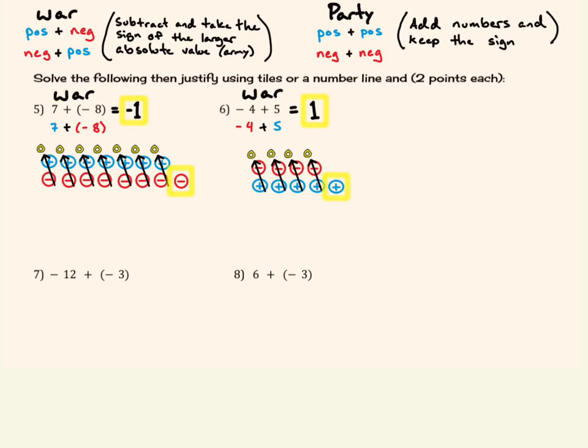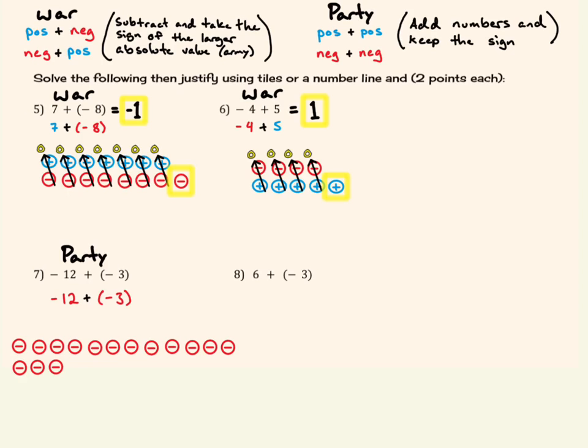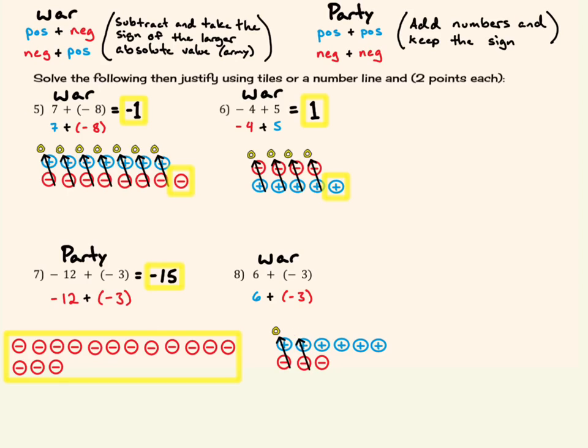For number 7, it's a negative and a negative, so that's a party. And so I can just draw out 12 negatives, add to it 3 more negatives, and you just add the numbers and keep the sign. So it's -15. For number 8, I have a positive and a negative. This is a war. I have 6 positive signs, 3 negative signs. They cancel each other out. I'm left with +3.